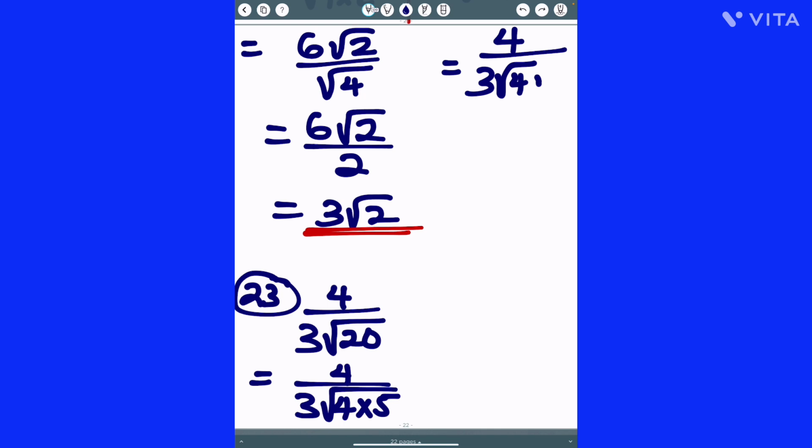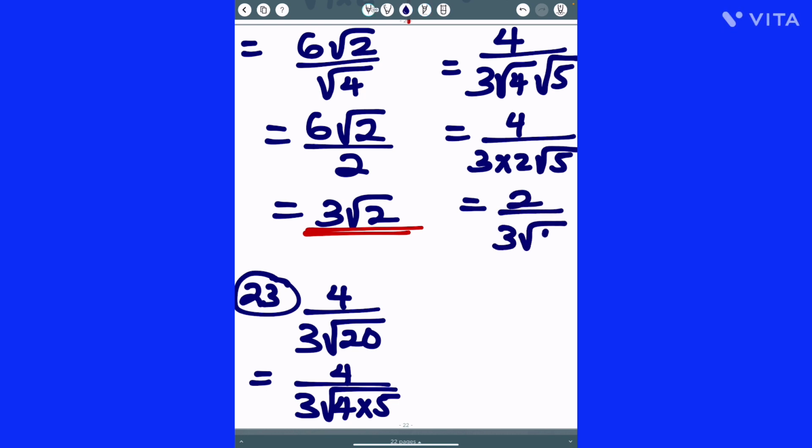Let's try and make that clear. So here, what this means is simple. Square root of 4 is 2, so that's 3 times 2 times root 5. 3 times 2 is 6, but I don't have to go there. 2 and 4 will give me 2, so I can just do 2 over 3 root 5, because this 2 has divided the 4 to give me 2. So what I have now is 2 over 3 root 5.